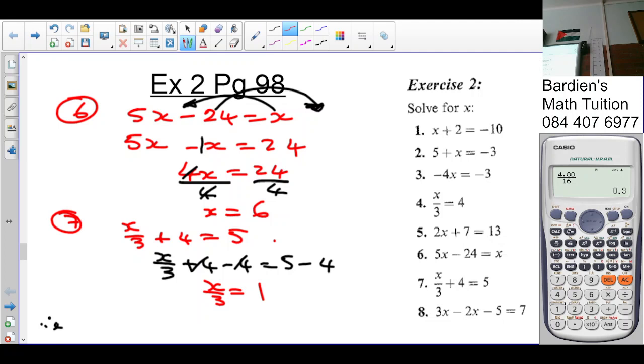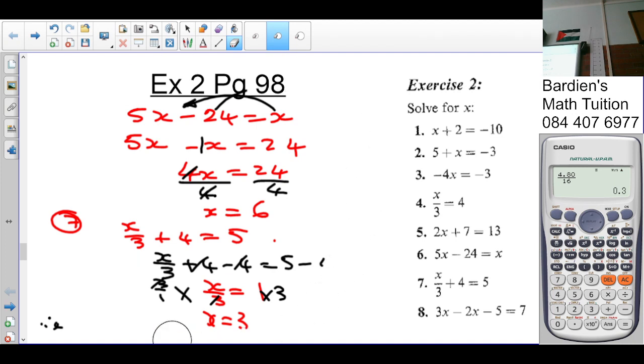How is x and 3 bonded? Division, so I must multiply both sides by 3. That cancels. So x equals 1 times 3? 3. Oh, okay. I thought... I told you, not wrong.